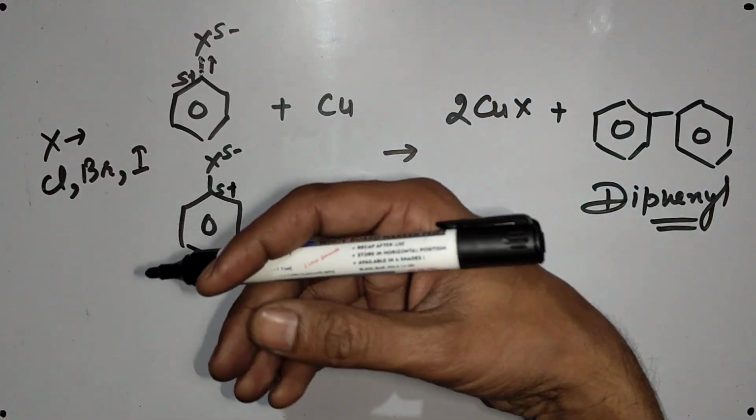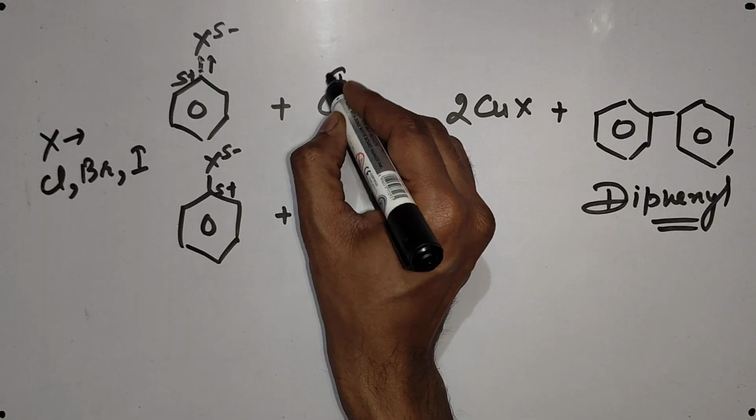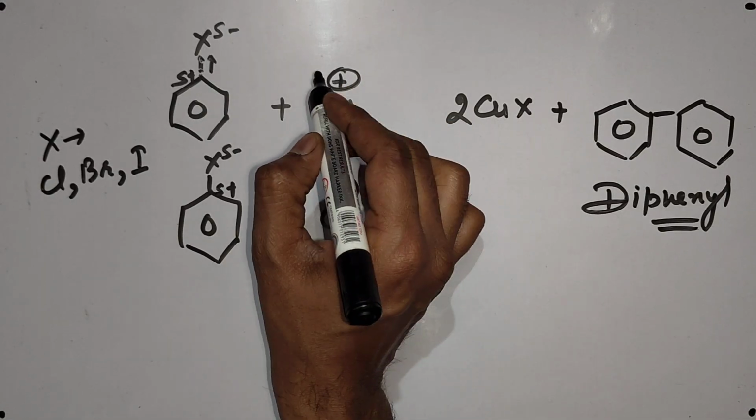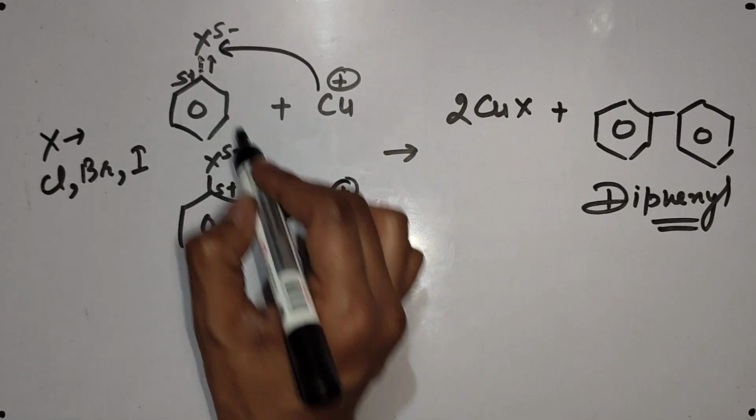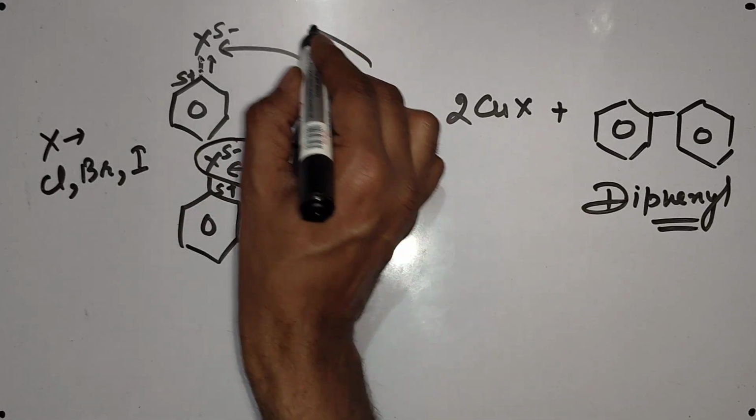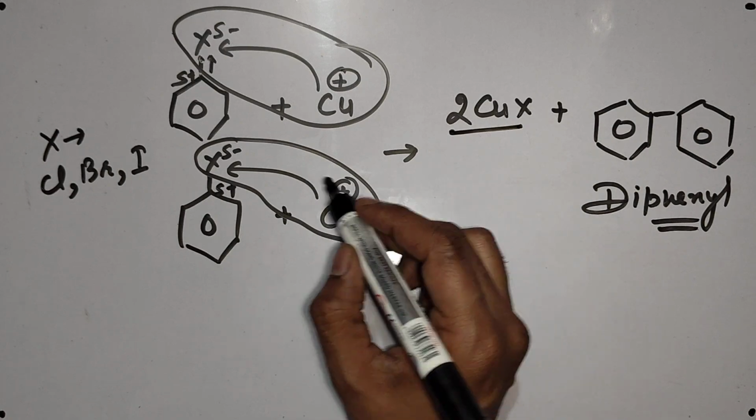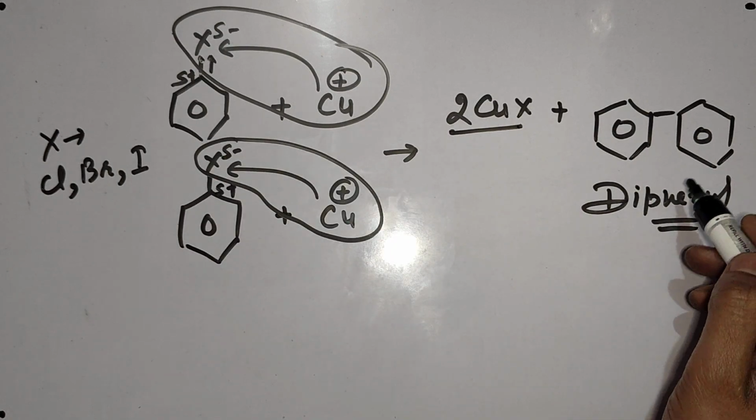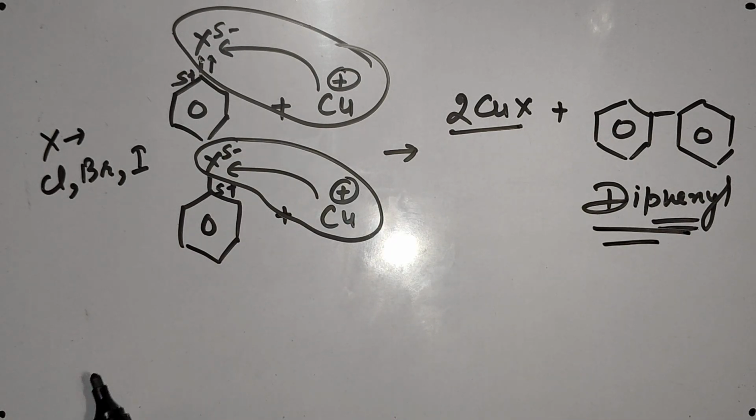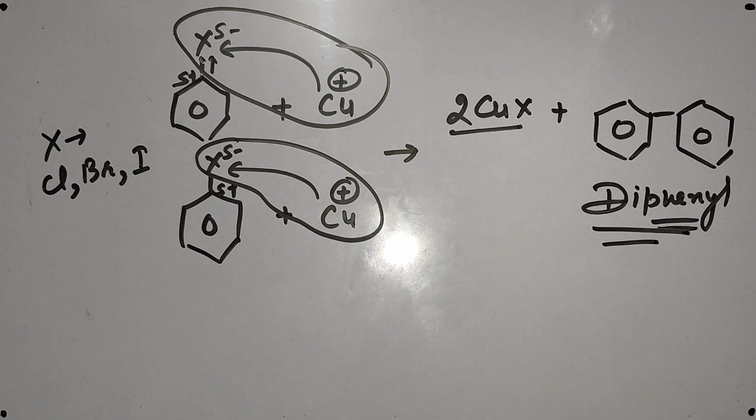We know about copper. Copper is mostly available in +1, +2 oxidation states, which means copper is a positive particle. So just attack positive on negative and combine them: CuX, CuX. Two CuX particles will eliminate and the benzene rings combine to create diphenyl. This is a trick to learn it, but it is not the actual mechanism. Let's go for the actual mechanism now.